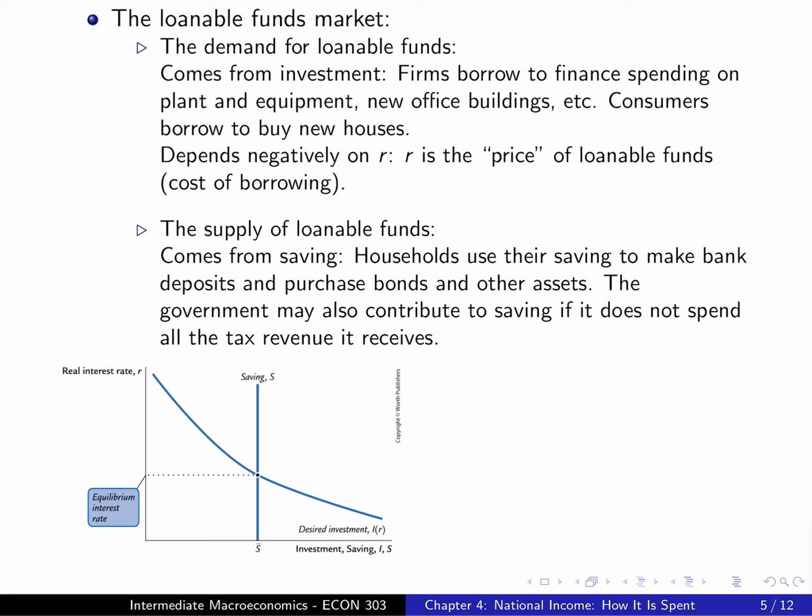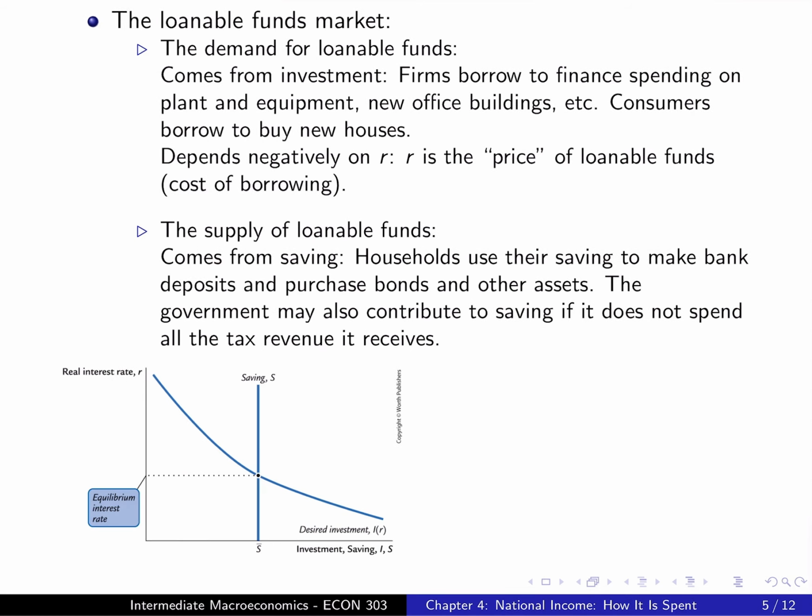Households save by depositing money into banks or purchasing bonds and other financial assets. The government may also save if it collects more in taxes than it spends. This surplus contributes to national saving.